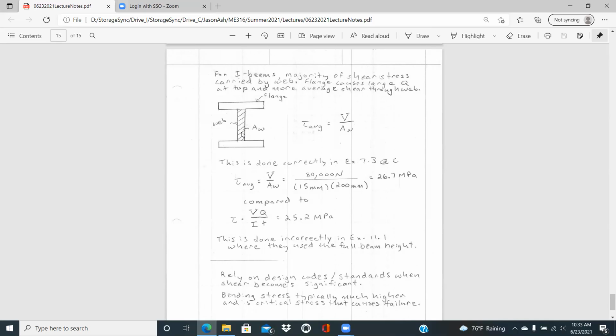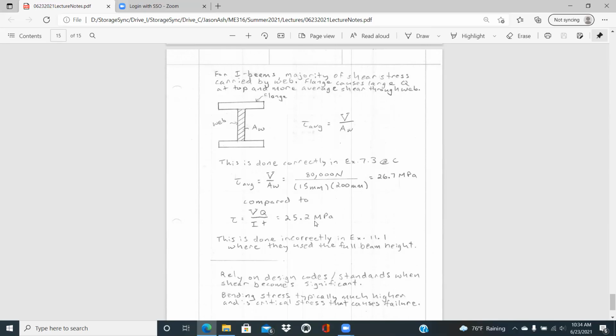And so one thing to note about that as you're going through the textbook is this is done correctly in example 7.3. And at C, they go through and calculate the average shear stress to be 26.7 megapascals. And if you do the calculations with VQ over IT for that cross section, taking into account the flanges as well, you end up with 25.2 megapascals. And so you do get into that same proximity if you're just using the average analysis.